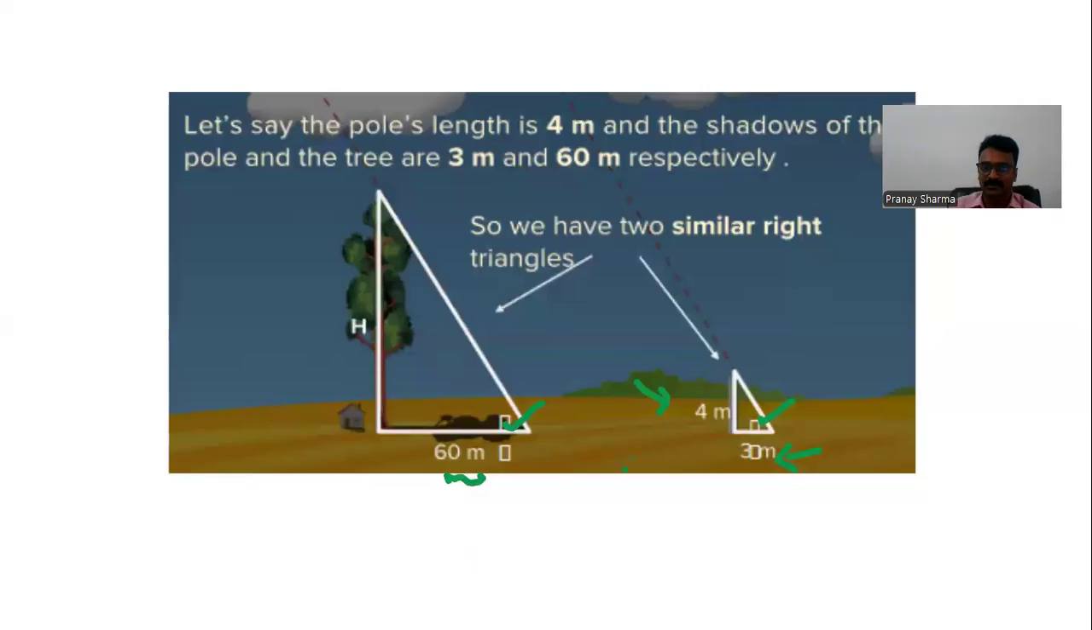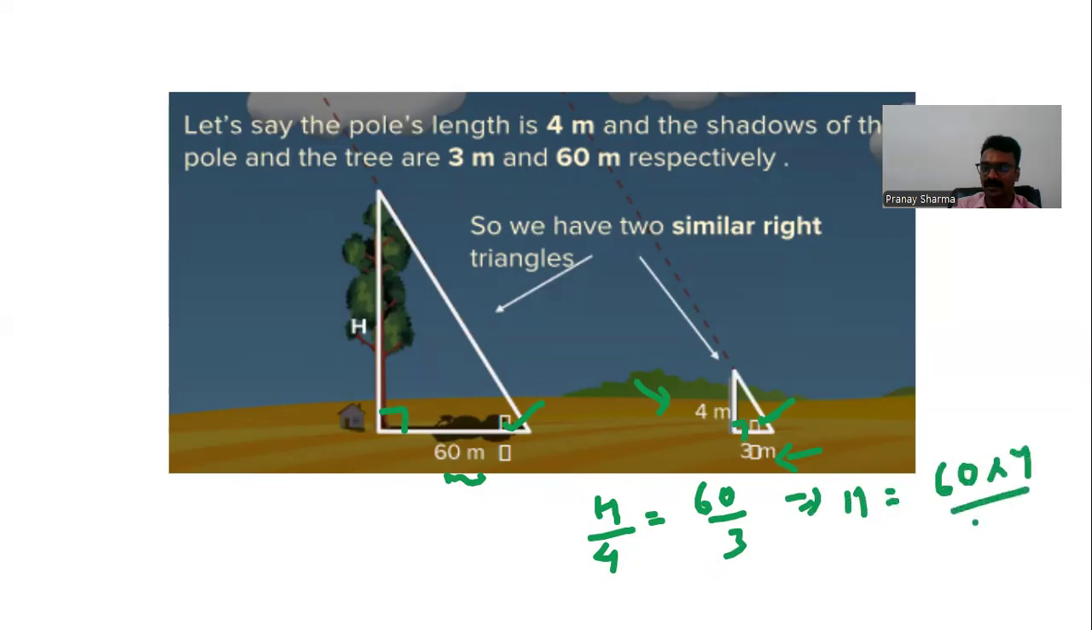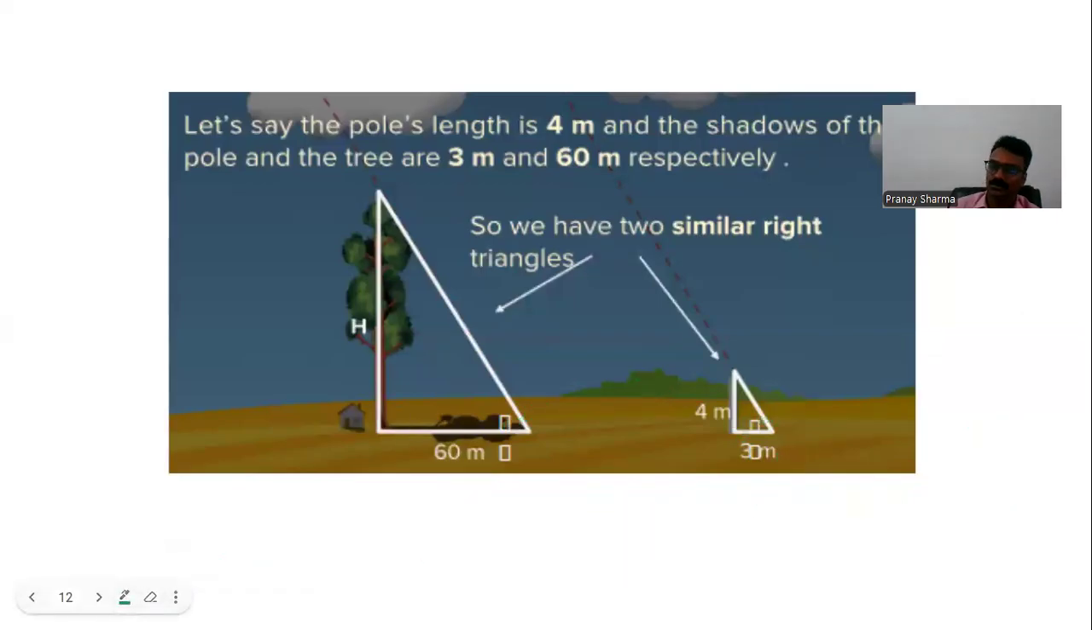As I told you, if two triangles are similar, this is 90 degree, this is again 90 degree, these two angles are the same, so they are similar by AA criteria. So we can say their sides are proportional. That means h by 4 equals 60 by 3, which gives h equals 60 into 4 by 3, 20. 80 is going to be the height, right? Let me erase this. So this is how things go.